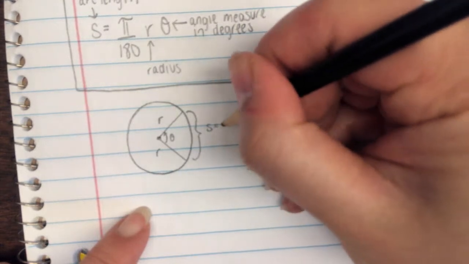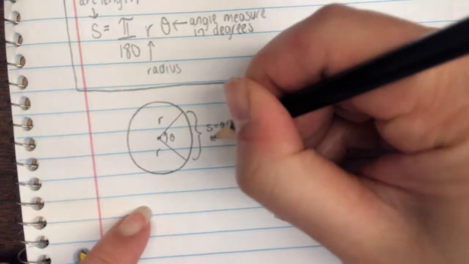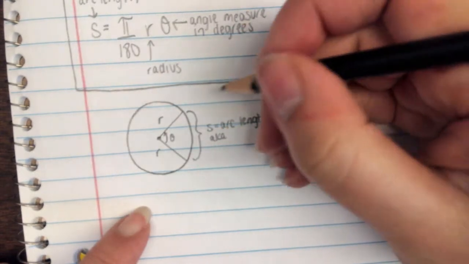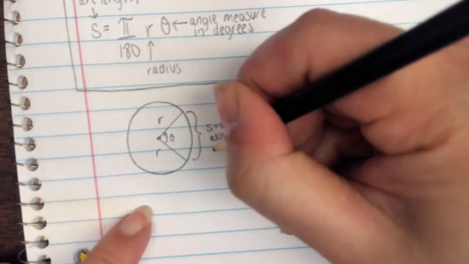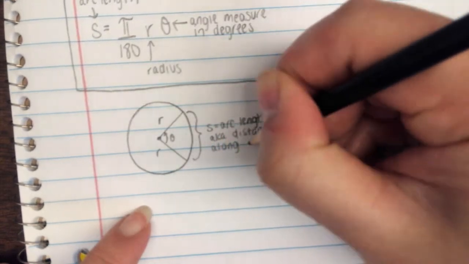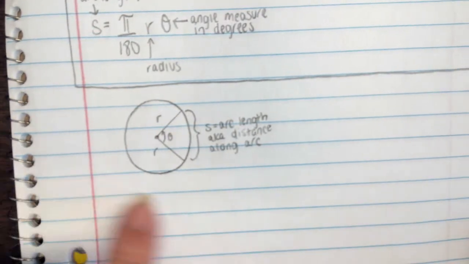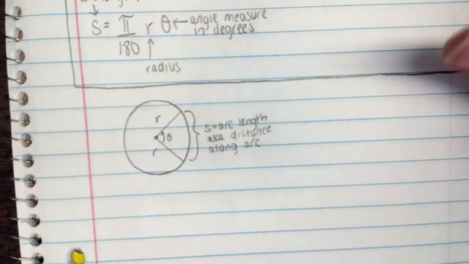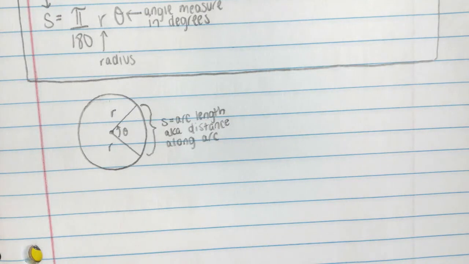And we could call this, I'll write arc length, which we already know, or also known as, AKA, distance along arc. Distance along arc, okay? So this is just kind of a visualization of what's going on here. And I don't know if this is blurry yet, so I'm going to redo that real quick, okay?